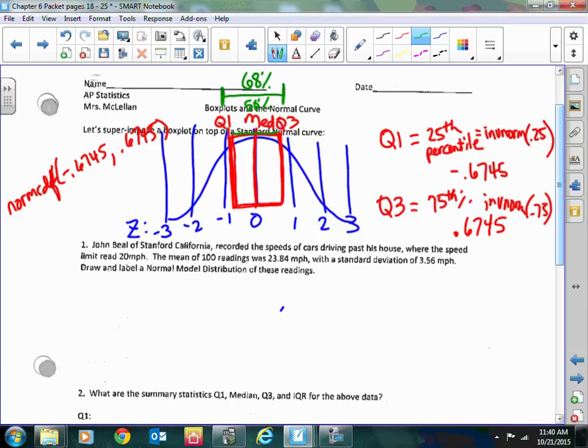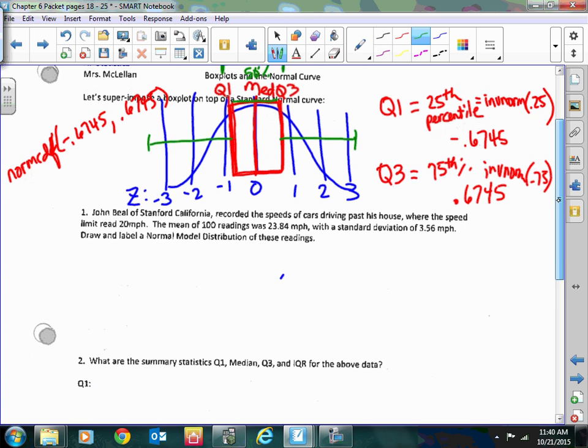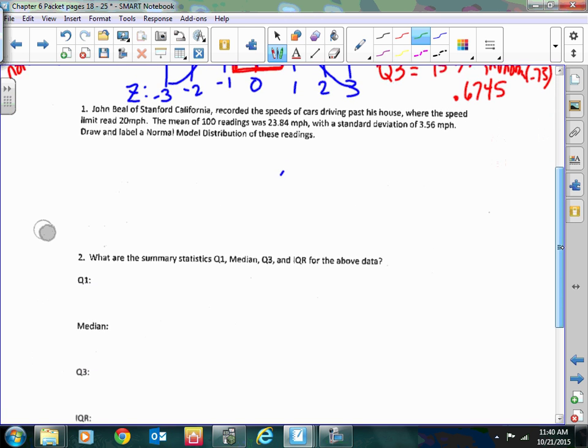Okay, so then I don't know exactly where the whiskers would go to. They would go to whatever your data is, and depending on if you had outliers and such. So we won't go to that detail. All right, so let's apply this.